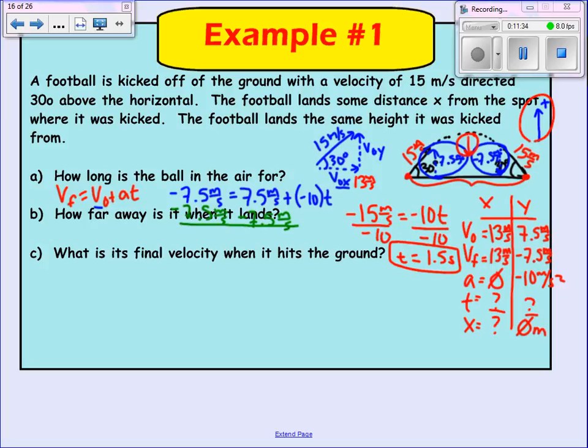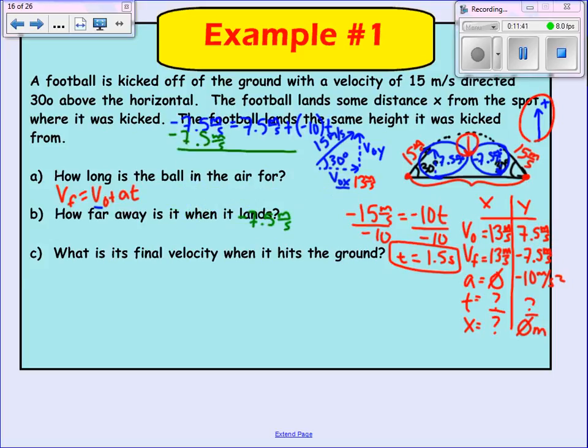Now let's look at letter B. Letter B asks how far away is it when it lands? When it asks for how far away is it when it lands, it's asking for x. Since it's asking for x, I need to use x values in order to solve for this.